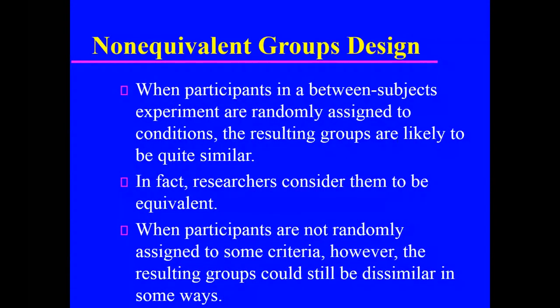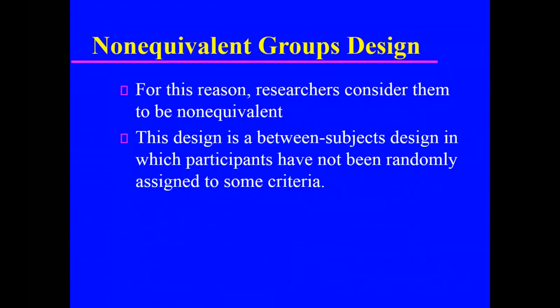So when you have a between-group design and subjects are randomly assigned to condition, the resulting groups are likely to be similar. So we may even consider them to be equivalent. When participants are not randomly assigned, the resulting groups could still be dissimilar in other ways. So for this reason, researchers consider them to be non-equivalent. So this design is between subjects, in which the participants have not been randomly assigned to some criteria. So they appear to be equivalent, but they're really not.